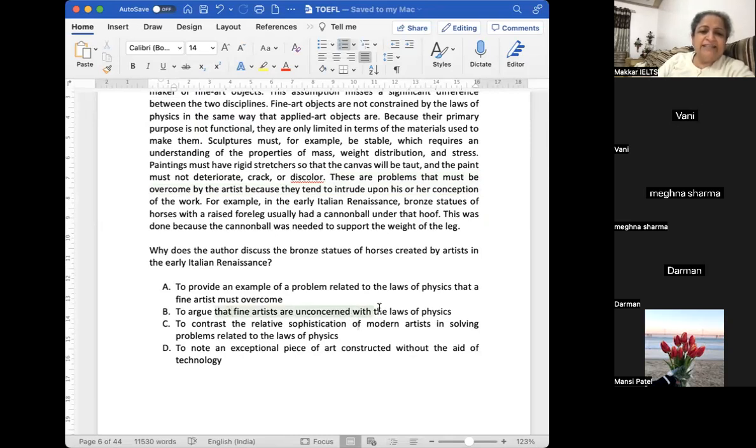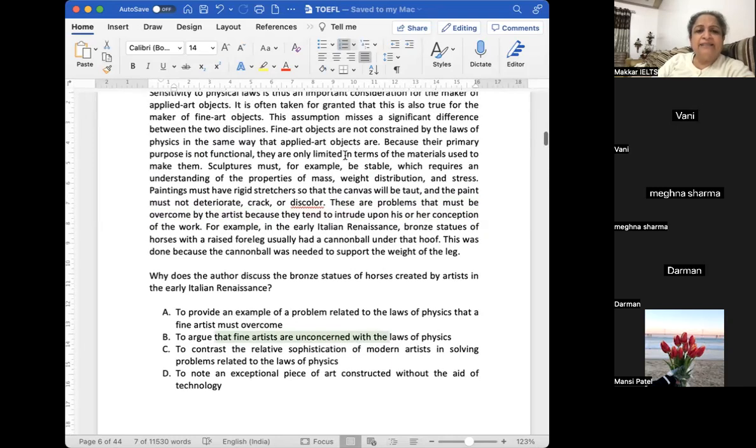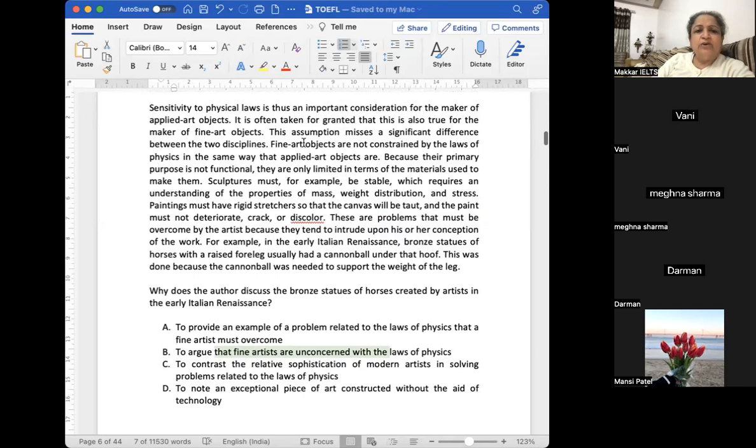Fine artists are unconcerned with the laws. ये तो लिखा हुआ है ना, they are concerned with the laws. Okay? You got this? Sensitivity is an important consideration. Okay, this is true for fine art objects also. So sensitivity to physical laws is important. तो आपका ये जो B है ये out हो गया, exclude हो गया.